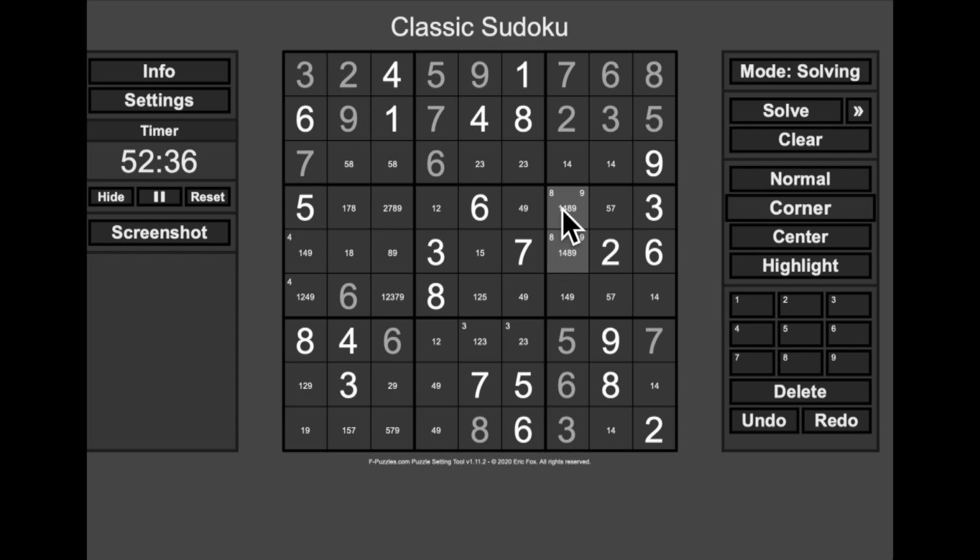Okay, so whichever one of these is not 8 or 9, it's the other of 8 or 9, which means this can't be 9. Okay, that gives me a 1-4 pair in this row, which means this can't be 4, so that must be 9.